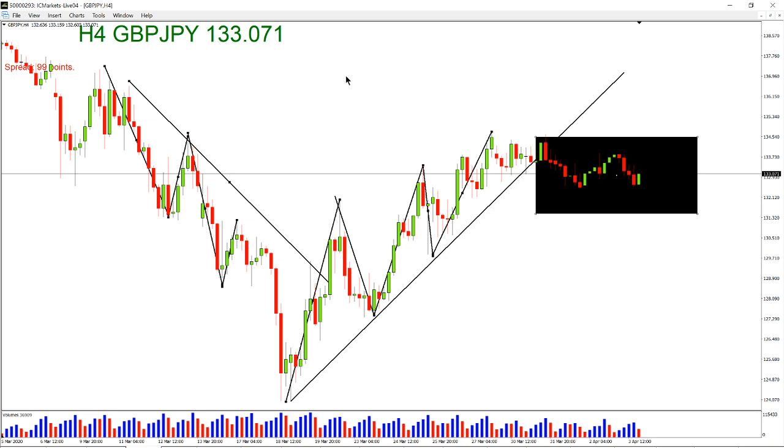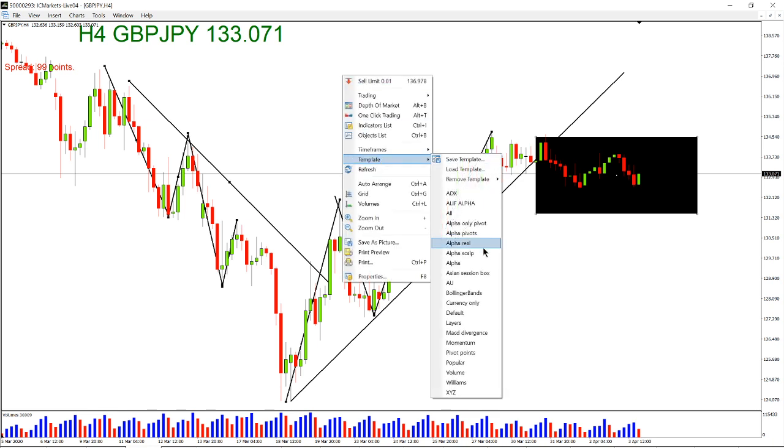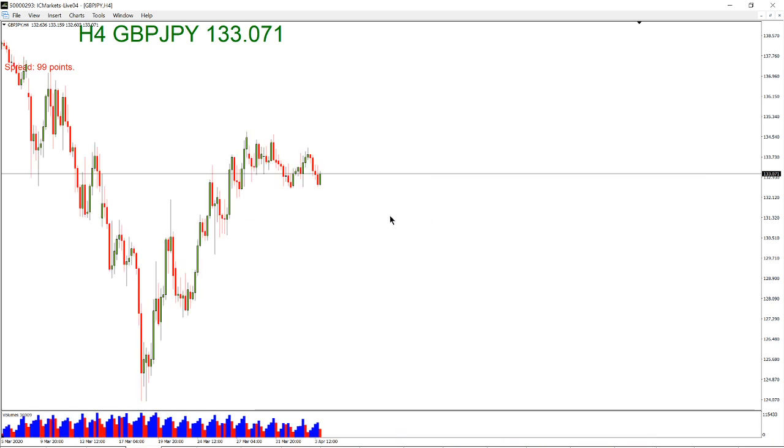The next thing what we do is we try to draw some support and resistances on this. We'll discuss it in our next video, and we'll try to put some support and resistance and we'll discuss on it.